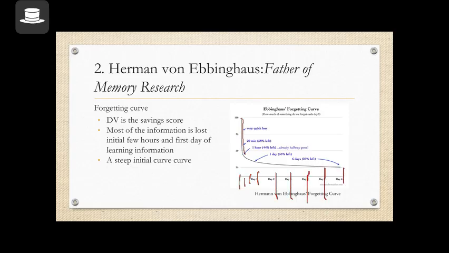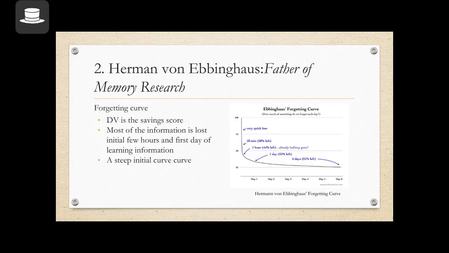That's the x-axis. The y-axis, interestingly, is the saving score, which is how much information is retained from the first to the second learning. If the second learning was immediately after the first, without any delay, then the saving score was 100%. In other words, the participant didn't need to learn the material. He would actually recall the material 100% accurately.